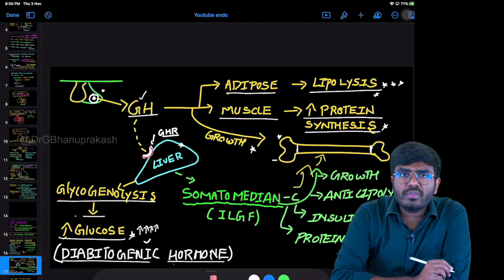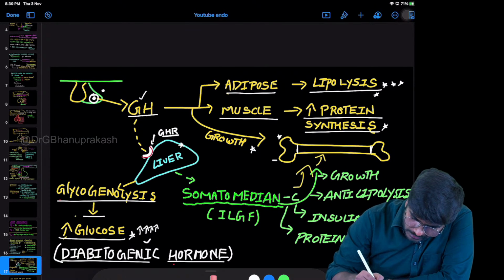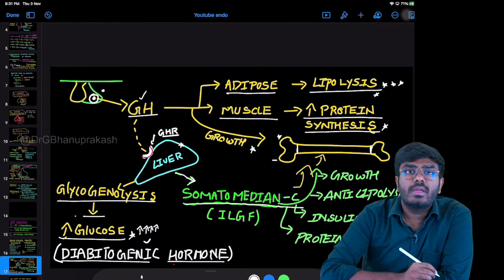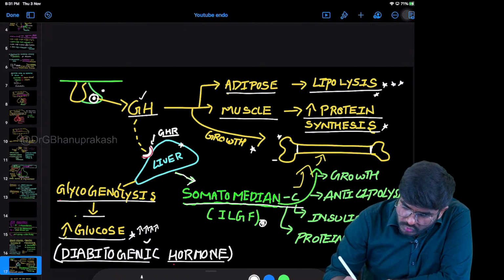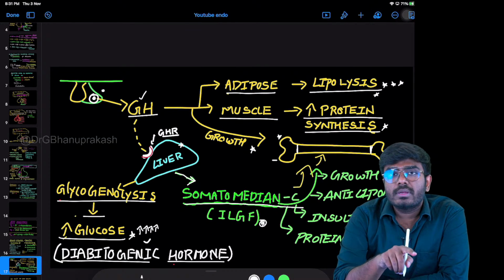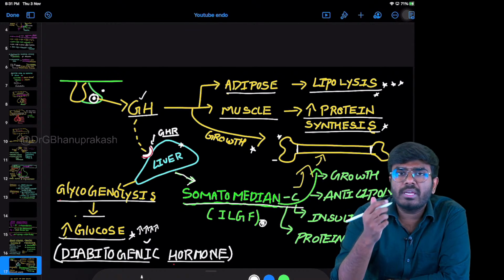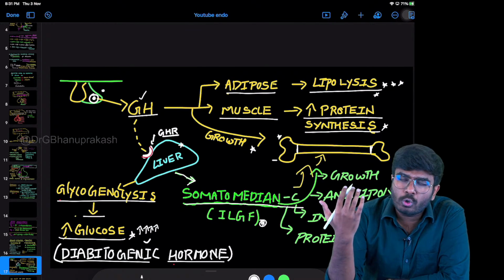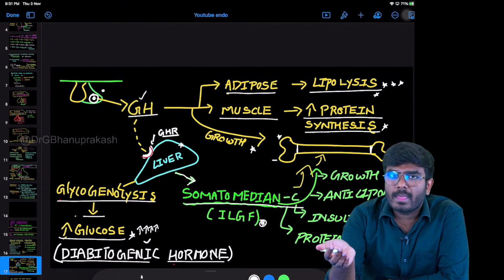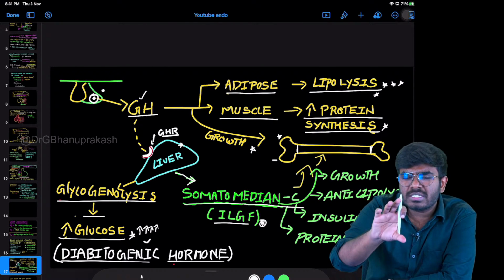Okay, now after this, what else should you know? The growth hormone in the liver is converted into something called somatomedin C, which is also called insulin-like growth factor. Whenever growth hormones pass through the liver, they are converted into a chemical called somatomedin C or insulin-like growth factor 1, IGF-1. Now tell me, this IGF or somatomedin is nothing but growth hormone, right? It has just changed its form.